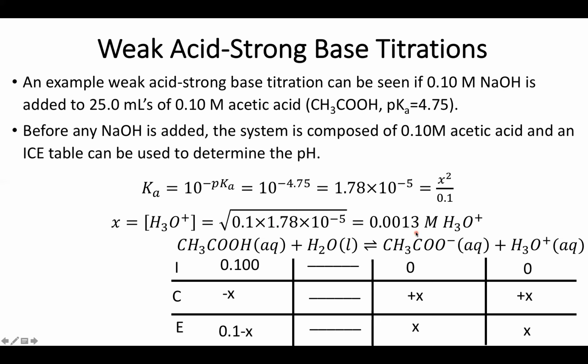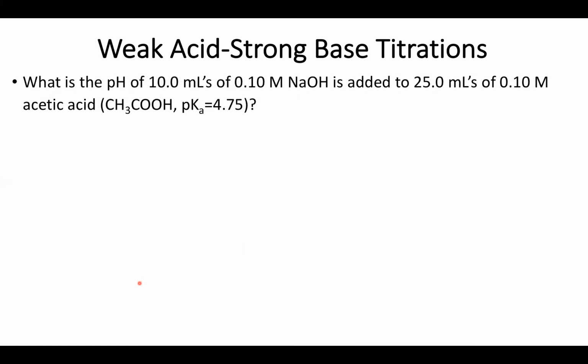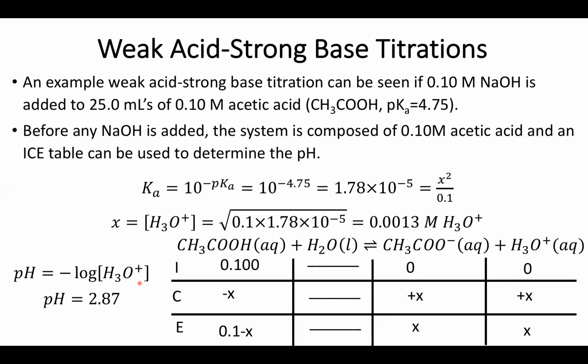Now that we have the proton concentration, we can plug that into our pH equation, and it turns out we're going to have a pH of about 2.87. It is worth noting that for a strong acid system like HCl, the pH was about 1, so again, much higher concentration.